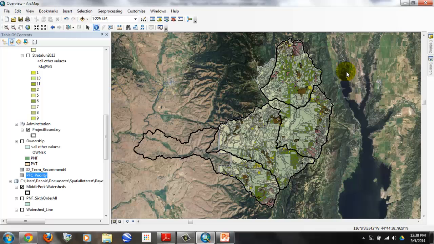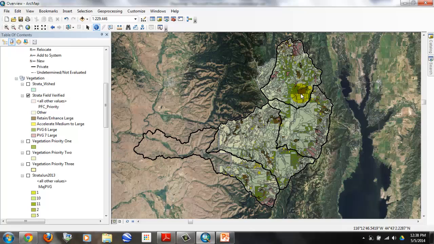Here is a map showing an overview for the project area with the 6th level watersheds shown: Granite Creek at the top, Jungle Creek next, Mica Creek, and Little Fall Creek at the southern end. The color code here is the brown are the priority ones, the retain and enhance the large tree size class stands in the appropriate PVGs. Yellow is accelerating the medium to the large tree size class.